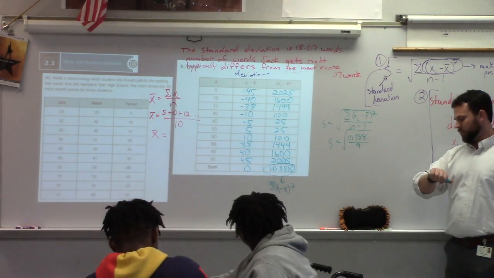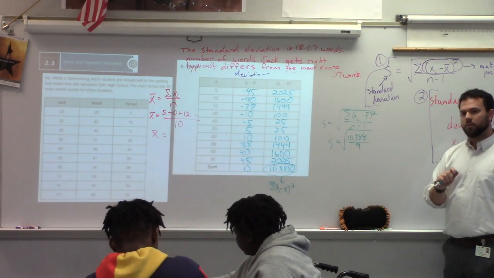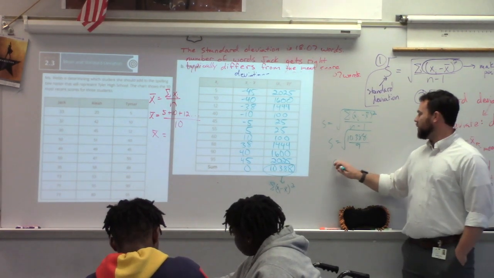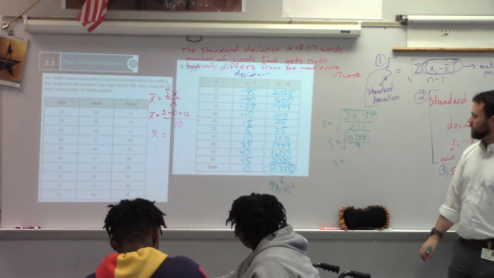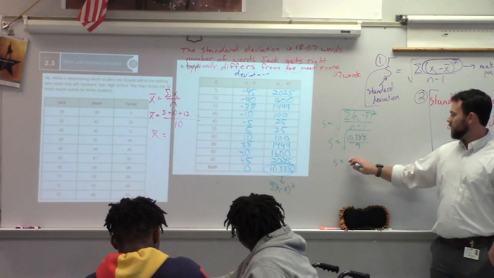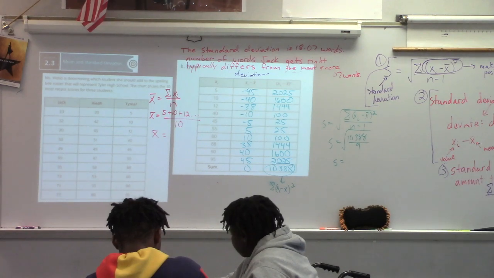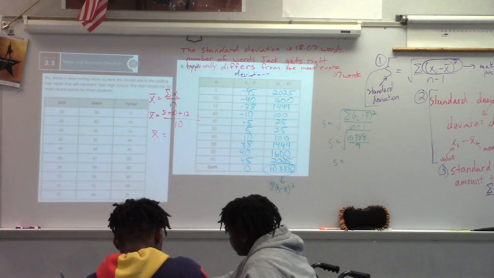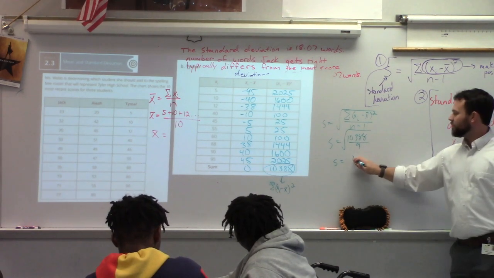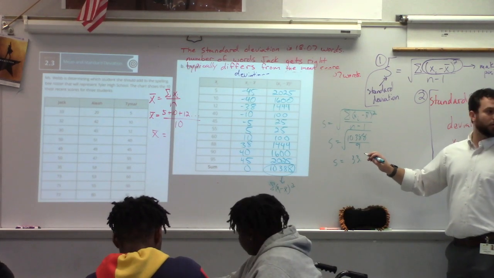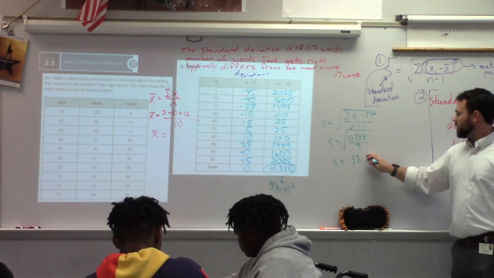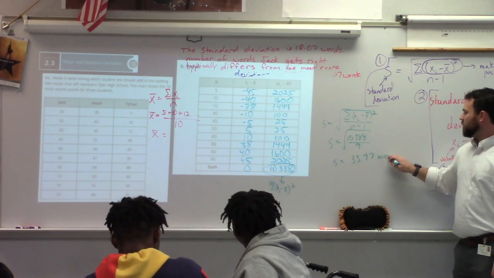Once I take the square root, s is equal to? 1,154.22. Did you take the square root yet? Oh no! Yeah, I thought it was smaller than that. It's smaller than that. I wrote down the wrong thing. 33.97.